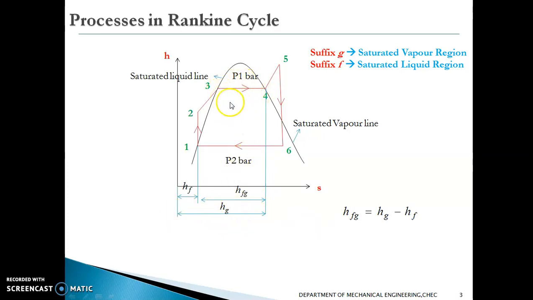The amount of latent heat that is removed is the difference between the saturated vapor region and the saturated liquid region. That means hfg is the latent heat that is removed, which is equal to this hg minus this hf. So hfg can also be written as hg minus hf. If we know the values of hg and hf, we can calculate the value of hfg. Let us now see how to calculate the enthalpies at each state separately.